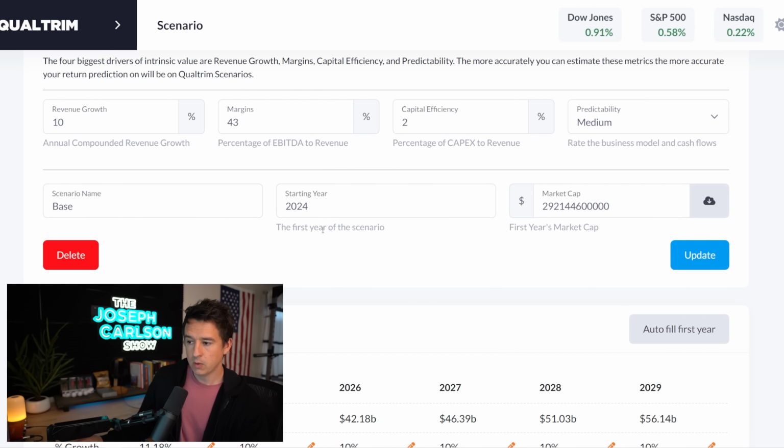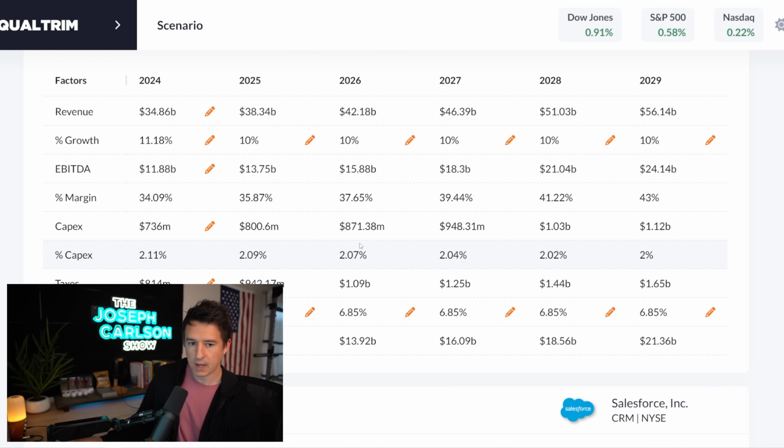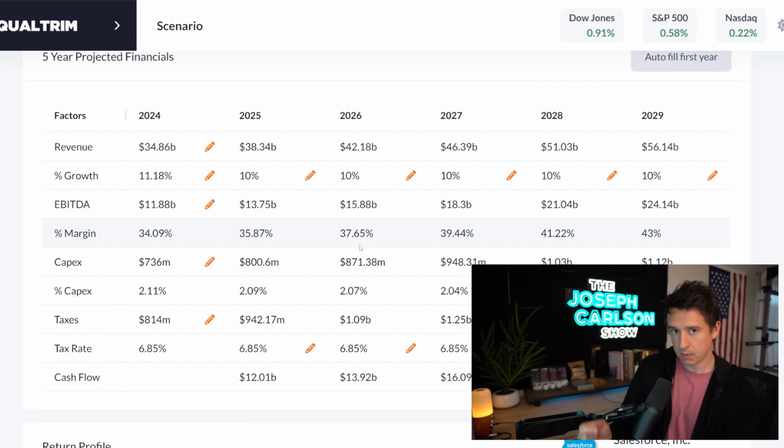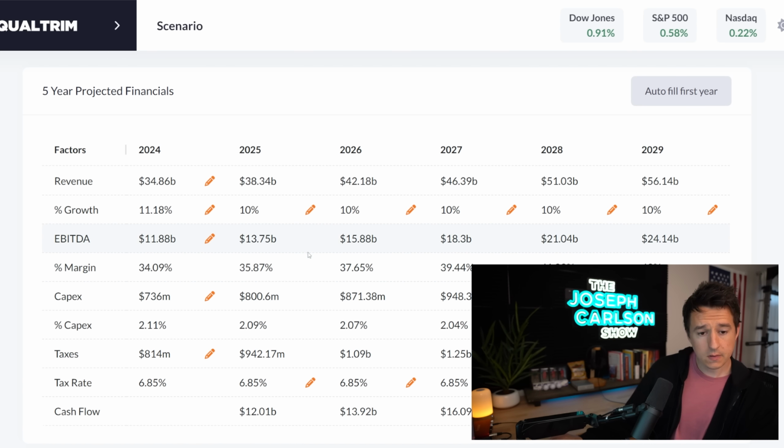I name this scenario, I give it my starting year, and I put in the current market cap. And then boom, I have Qualtrim here. It calculates exactly what this company is going to produce in cash flows. This is a 5-year projected financial for the company.